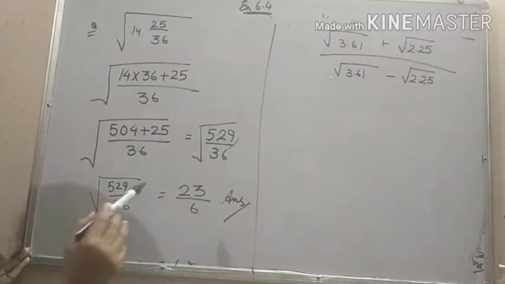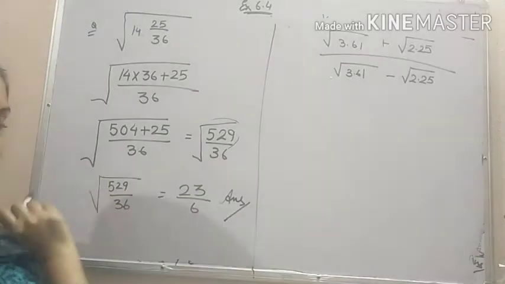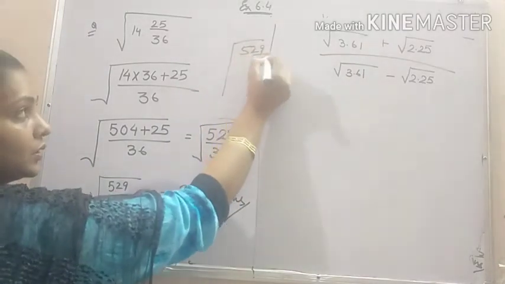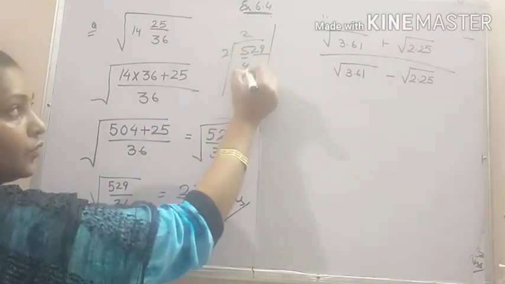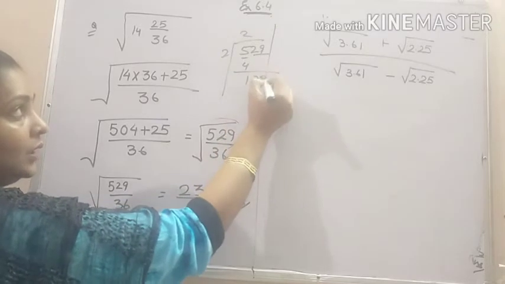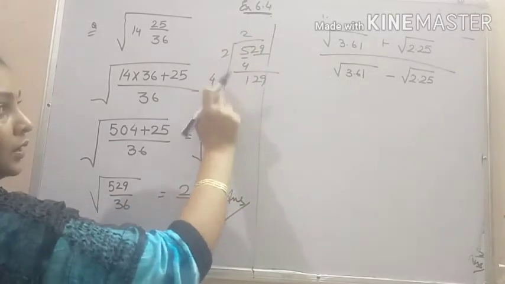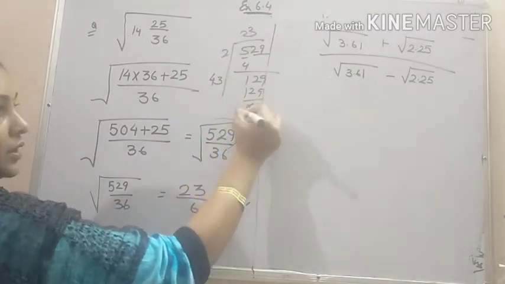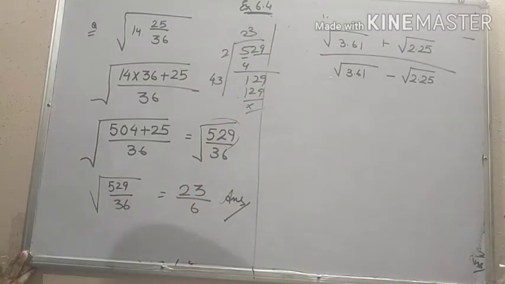And if you don't remember the square root of 529, you can even find it out. 2 2s are 4, 1, 29. Double of 2 is 4. Now 4 3s are 12, so it will go on 3. You can check the multiplication. Is that clear? This solves our problem.